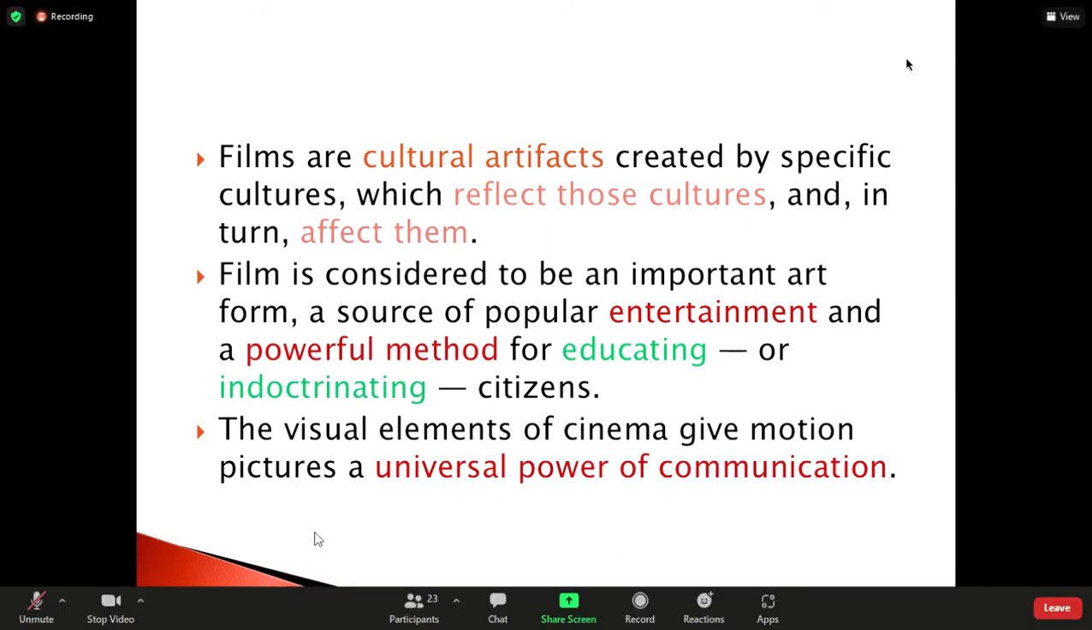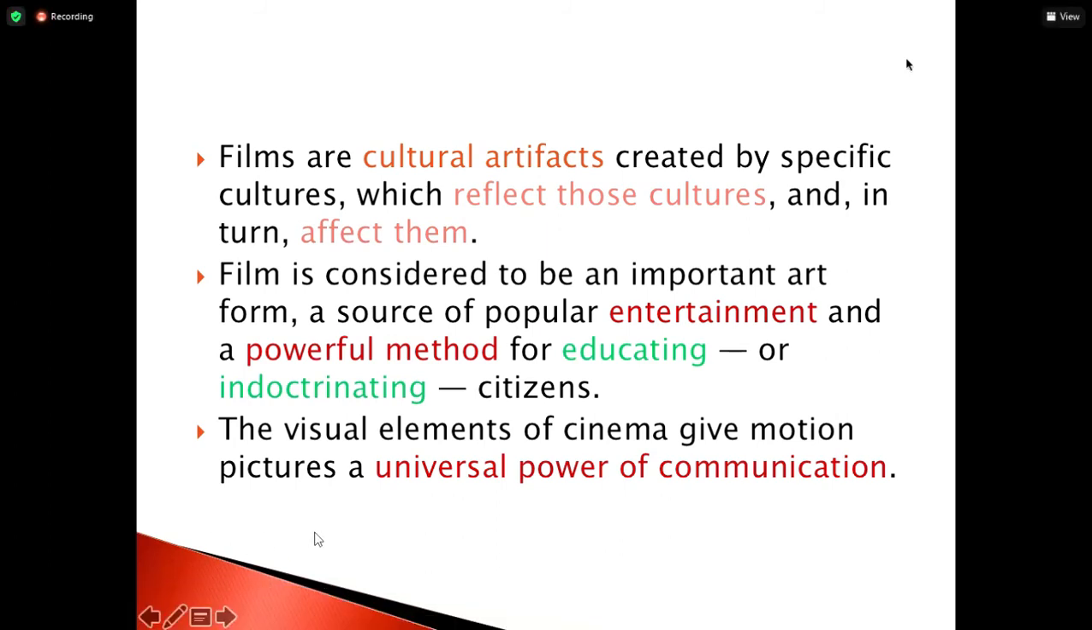Any other people would like to comment on this? Besides entertaining, it's also a powerful method for education or indoctrination, actually. Anyone would like to share his or her opinion? My name, ma'am? Yes, sure. Your name, please. I can't see. Arik Hilang Nugroho. Okay. Go ahead.